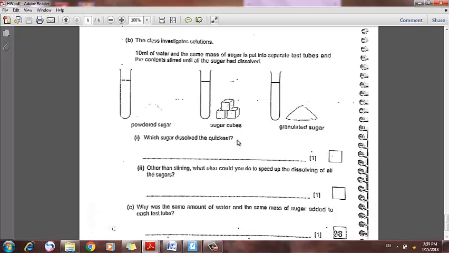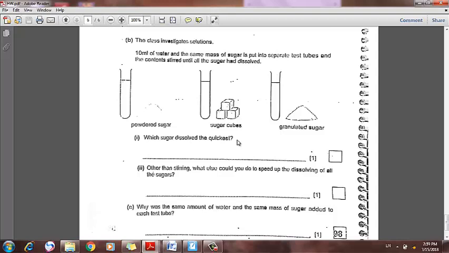Other than stirring, what else could you do to speed up the dissolving of the sugar? Other than stirring, concentrate and think. Squeeze your mind. It's going to be using hot water. If we use hot water, dissolving will be faster than with cold water.